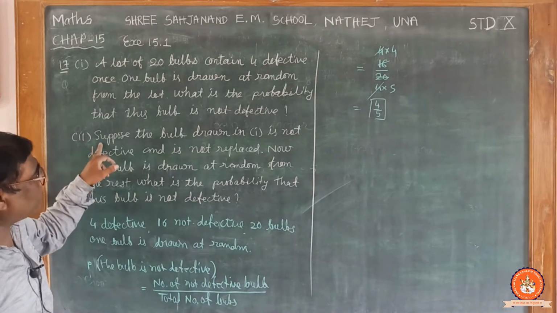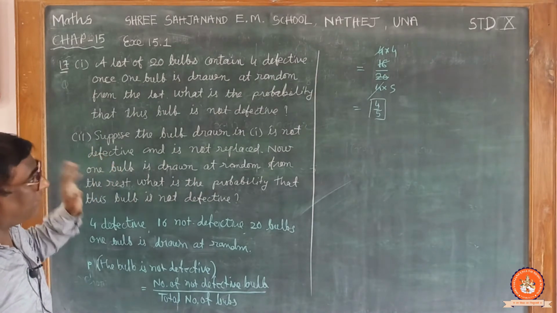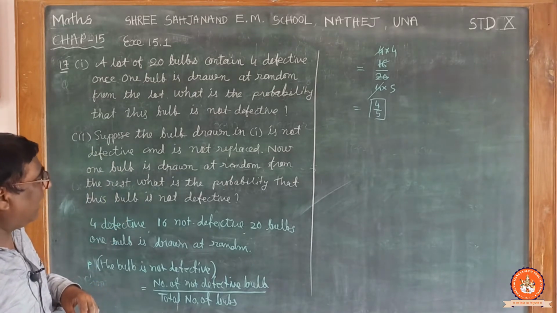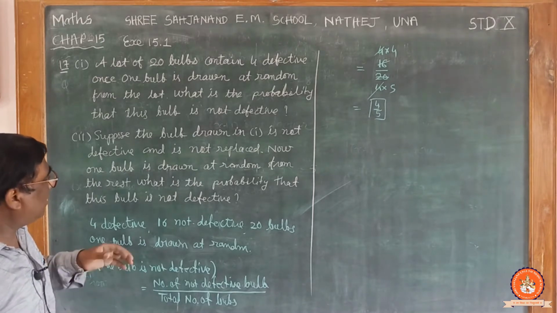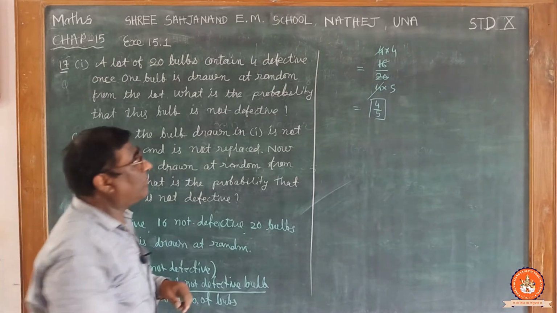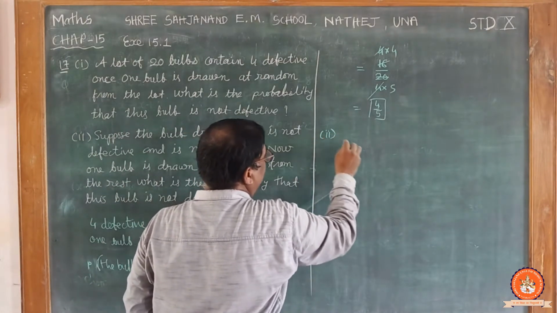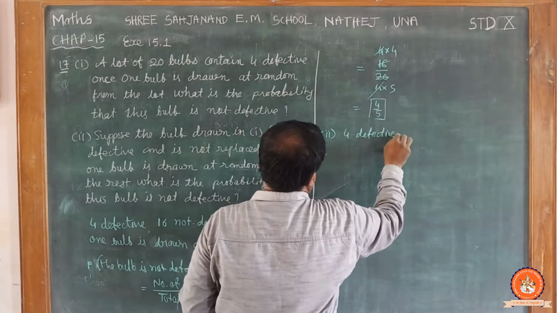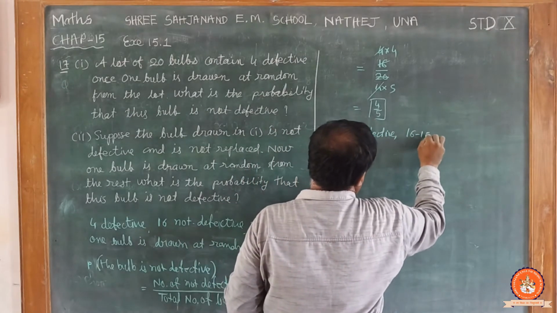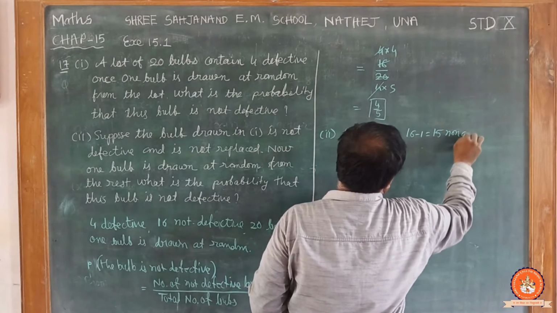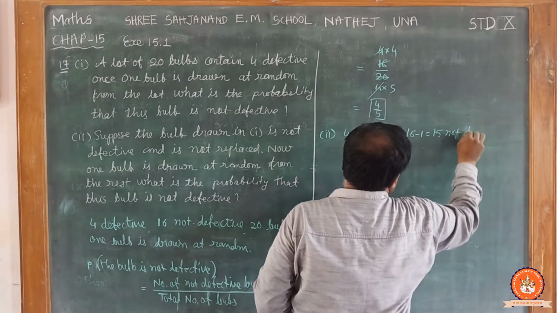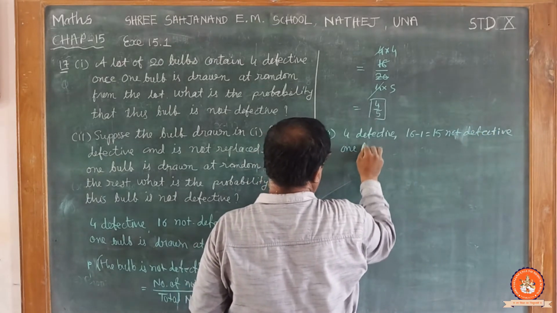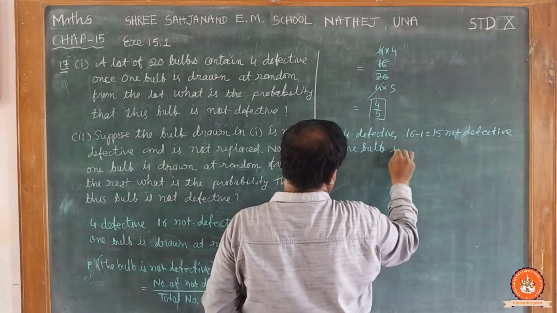Now the second one. Suppose the bulb drawn in the first one is not defective, and is not replaced. Now one bulb is drawn. So now for the second time, what happens? 4 defective. Now 16 minus 1 is equal to 15 non-defective. Now one bulb is taken out. One bulb is drawn.